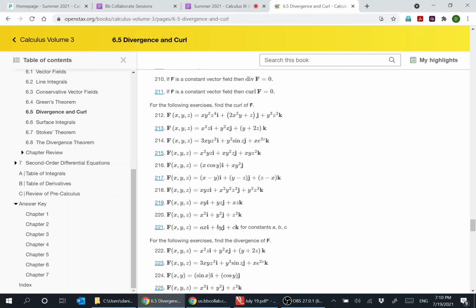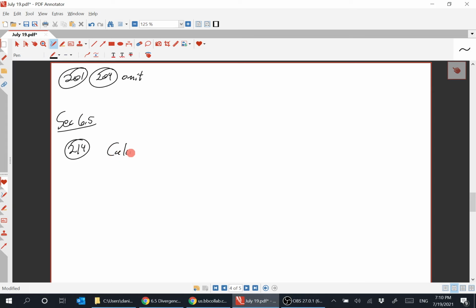So the curl of a vector field is just for three-dimensional vector fields. So in this case, calculate the curl of F, where F is equal to 3xyz squared, comma, y squared sine z, comma, x e to the 2z.